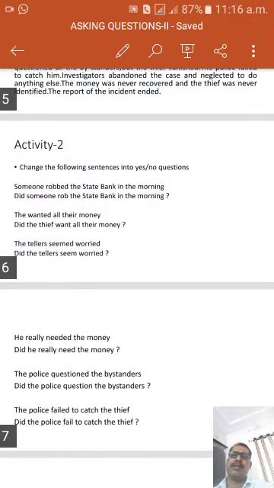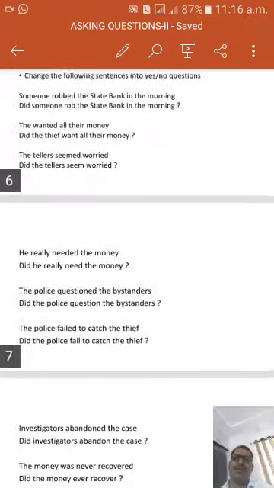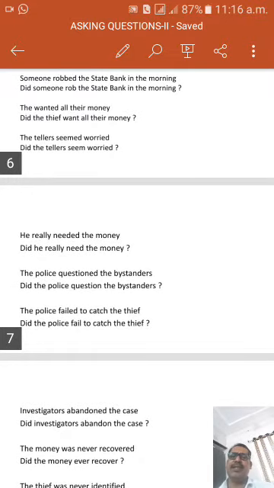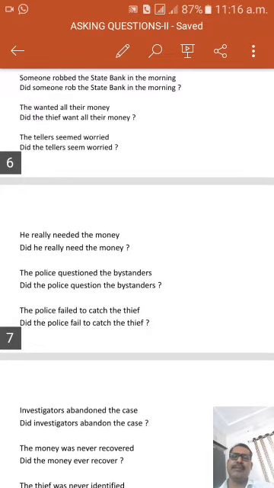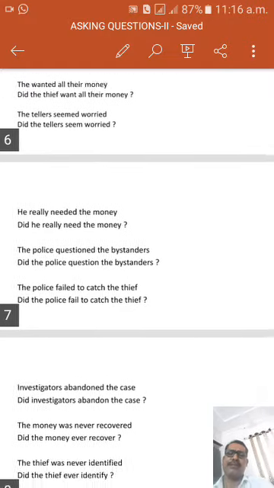Next, the teller seemed worried. Did the teller seem worried? Next question. He really needed the money. Did he really need the money? Next statement. The police questioned the bystanders. Did the police question the bystanders? The police failed to catch the thief. Did the police fail to catch the thief?